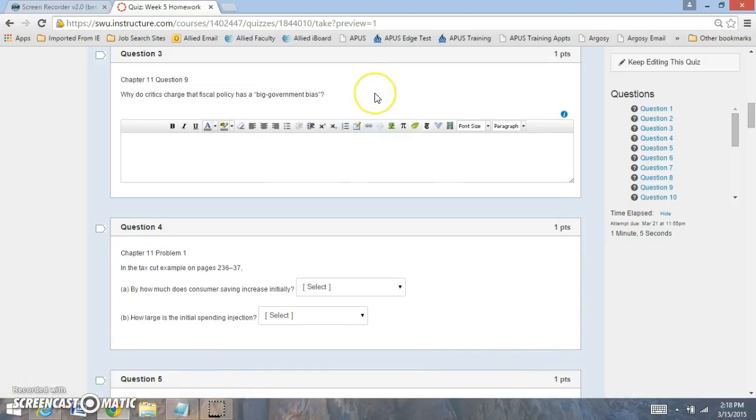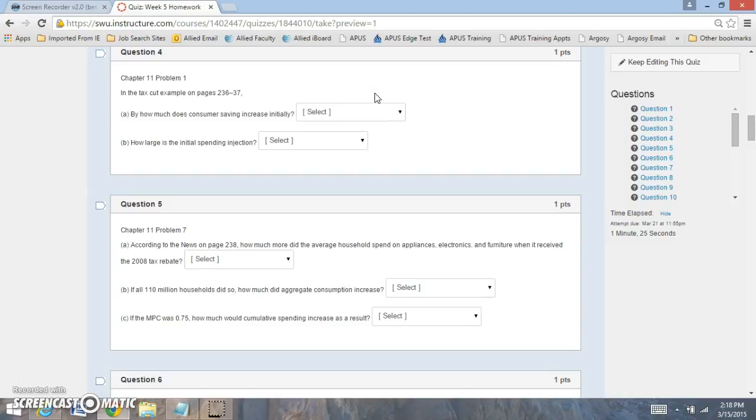Question 3. Why do critics charge that fiscal policy has a big government bias? So with fiscal policy, it's the manipulation of taxes and/or government spending. So you might see this big government bias because of the large spending by the government.